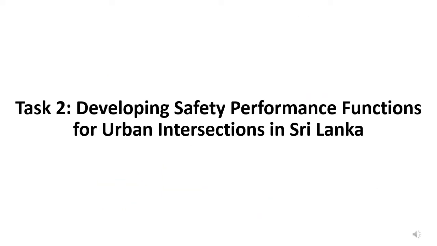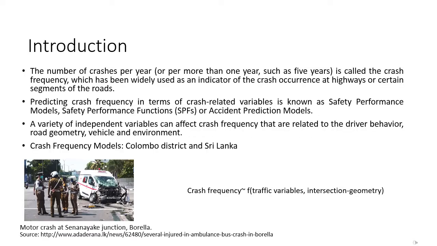Task number 2: Developing safety performance functions for urban intersections in Sri Lanka. Introduction. This task is focusing on safety at urban intersections. Crash frequency can be used as an indicator of safety at urban intersections. Usually, crash frequency is defined as the number of accidents occurred during a year. Crash frequency can be predicted in terms of crash-related factors. That's called crash frequency modeling.